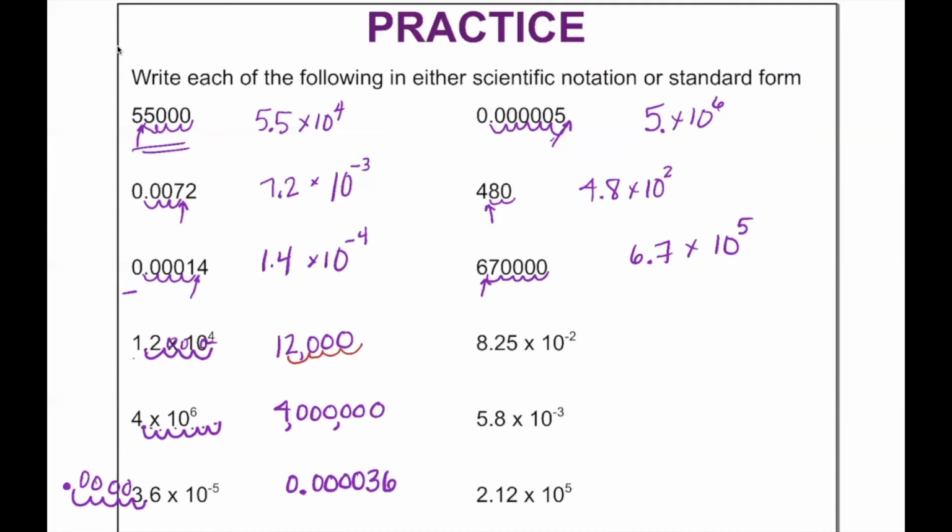8.25 times 10 to the negative 2. What we want to do is move the decimal 2 places, 1, 2.